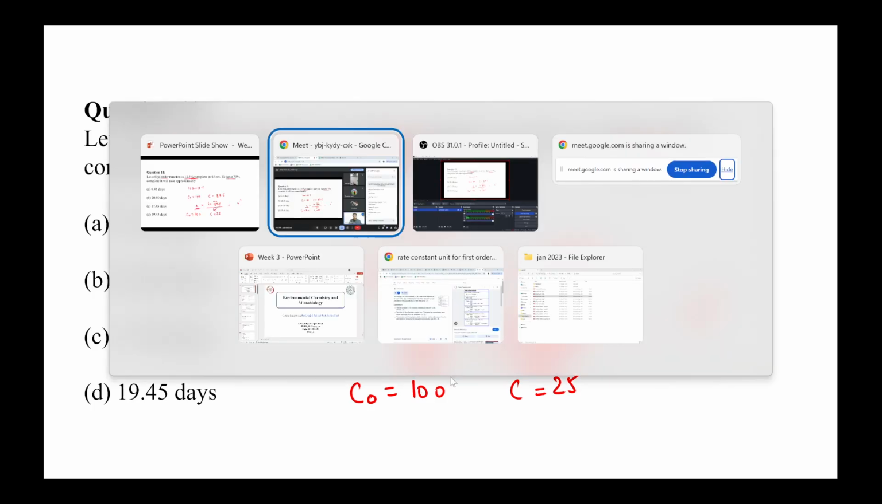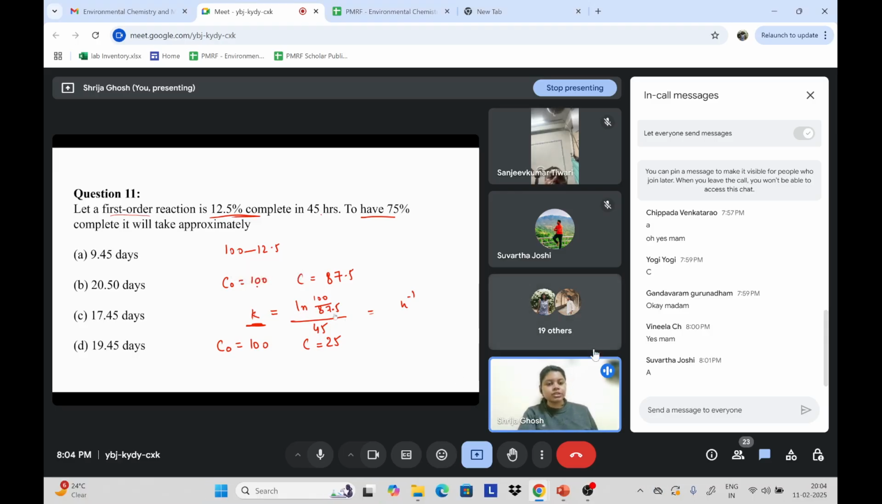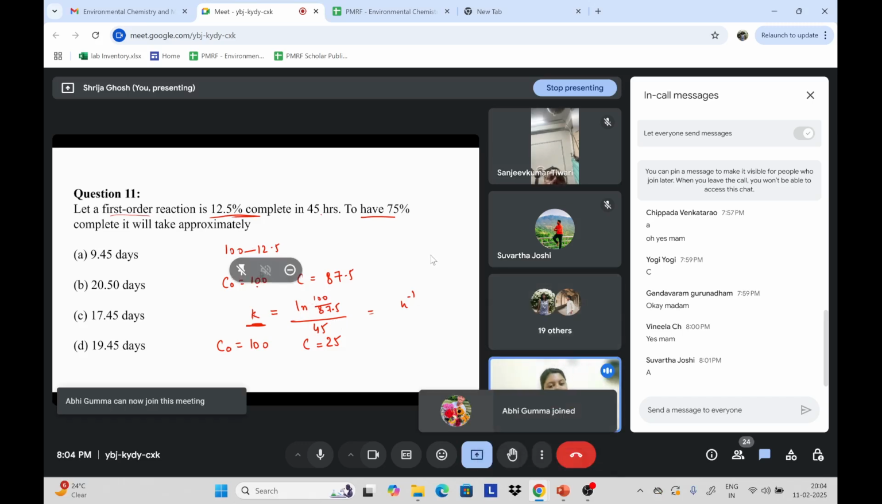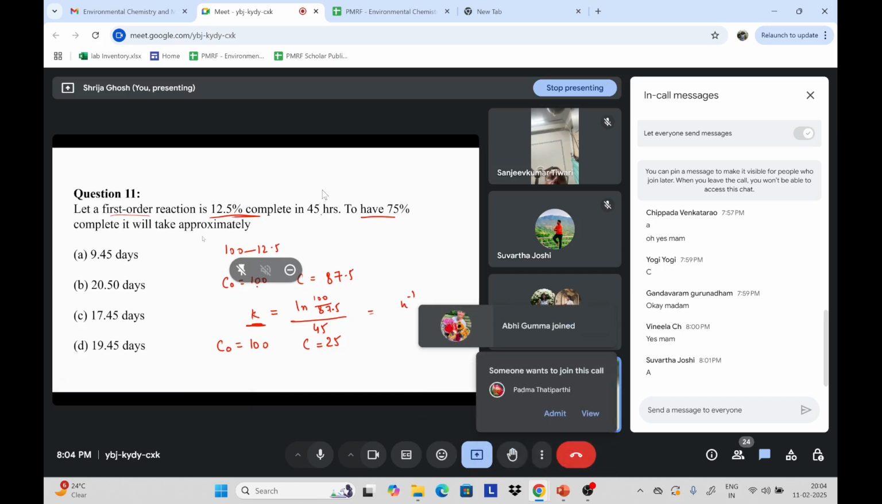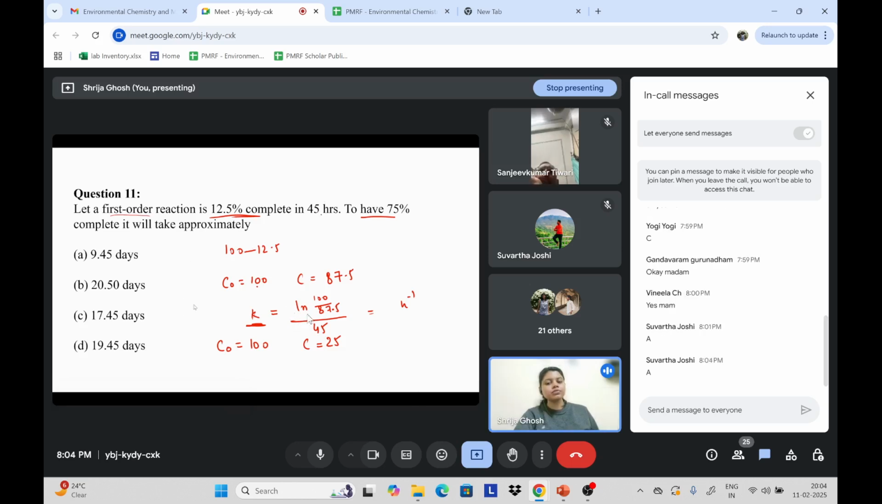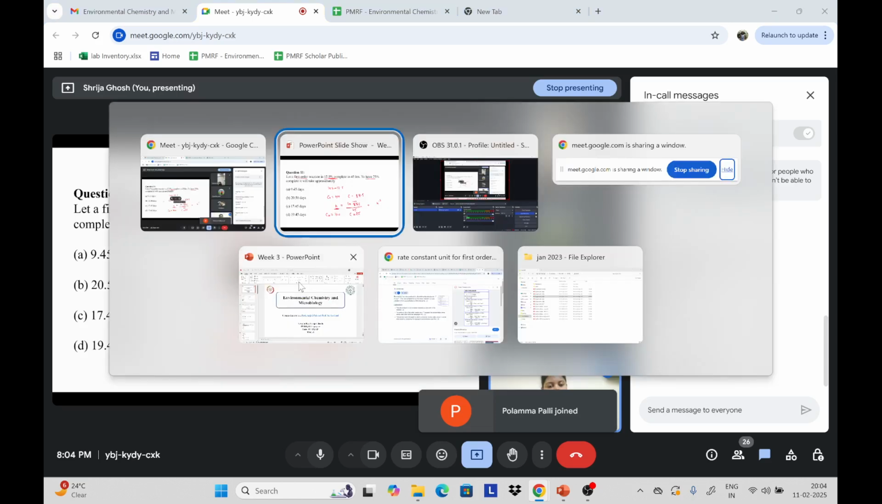Okay. So Suvartha has answered option A. Is anyone else able to finish the calculation? I've told you how to solve this. Just take your pen and paper and solve this. Just solve for K and then again solve for the time taken for 75% completion.